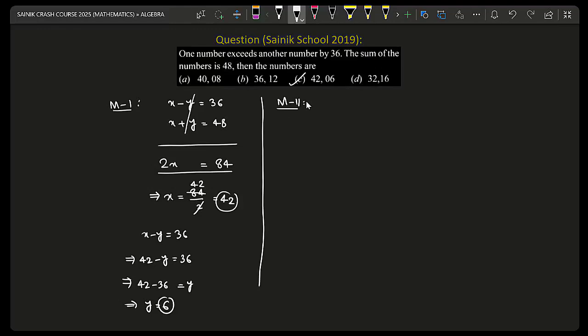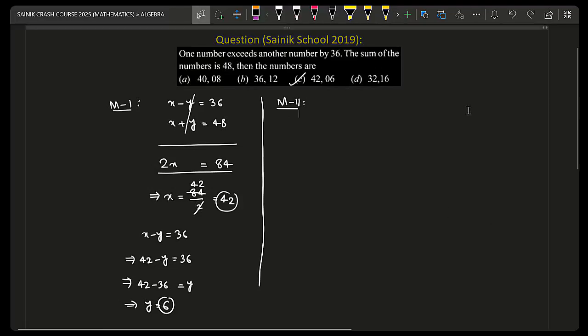Mike, do you know any other method to solve this question? No. Okay. Can anyone say another method for solving this question? Harshvardhan? Yes, Harshvardhan. Sir, do you know any other method to solve this?